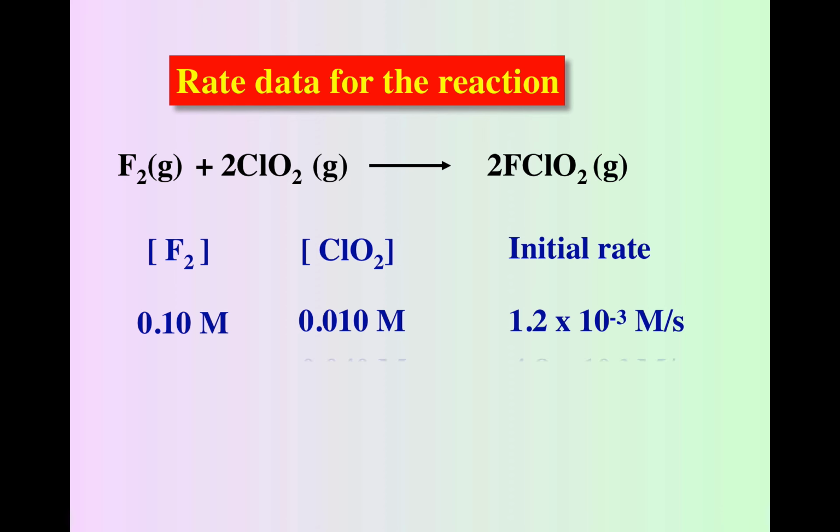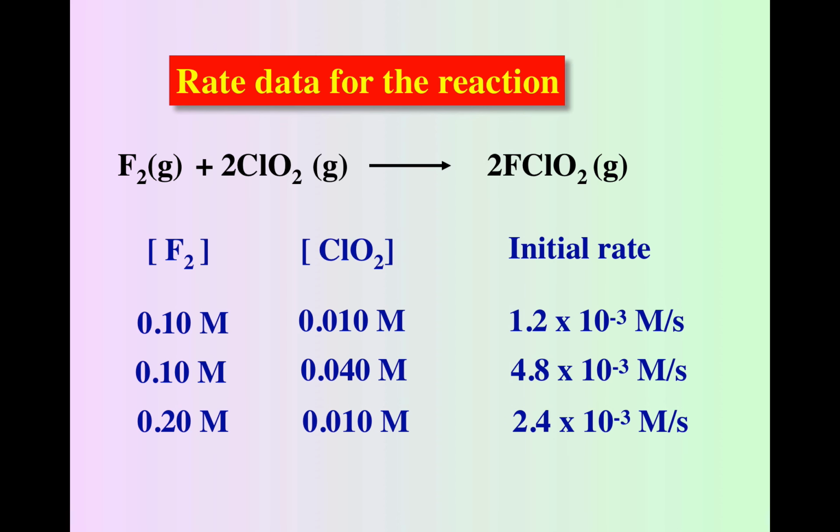And then we change the experiment. We start a new experiment, except this time we hold the concentration of one reactant constant while changing the concentration of the other. So in this reaction, as I quadruple the concentration of chlorine dioxide, I quadruple the rate. So there's a relationship between concentration and rate of reaction here.